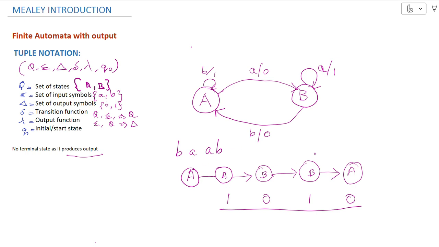Now you can see that the number of input symbols is n, and the number of output symbols is also n, that is 4 and 4 here. Whereas this will be different in the case of a Moore machine. We'll see that in the next video.